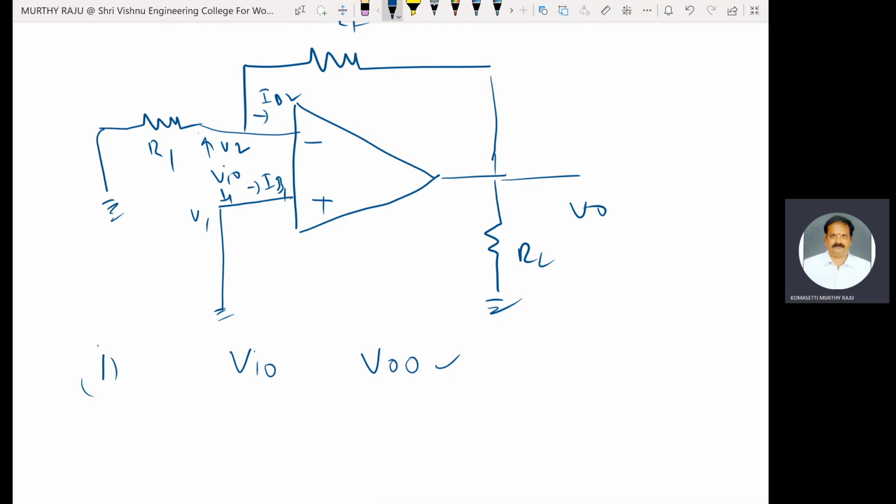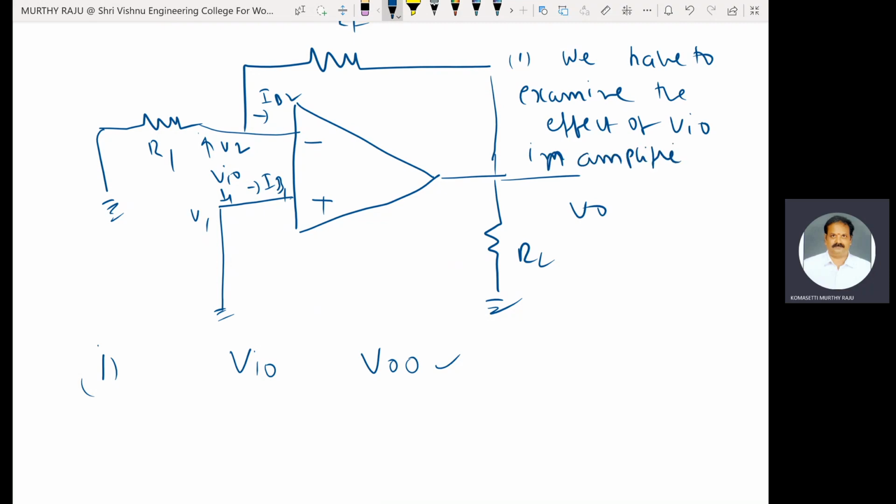To determine the effect of VIO in each case, we have to reduce the input voltage Vin to 0. This is the modified configuration. First important point is we have to examine the effect of VIO in the amplifiers with feedback.